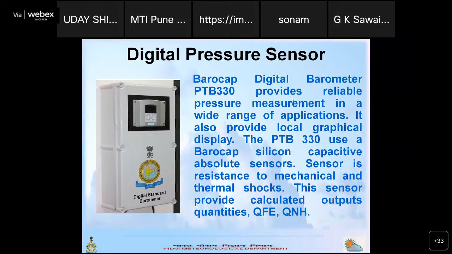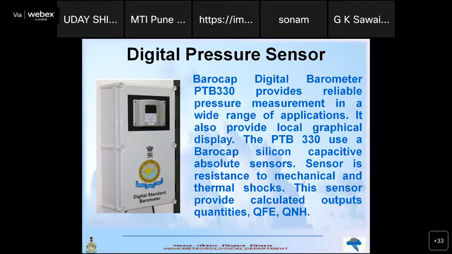So the Barycroft digital barometer PTB300 is the model number for that Vaisala sensor. It provides reliable pressure measurement in a wide range of applications. It also provides a local graphical display. And PTB330 uses the Barycroft silicon capacitive absolute sensor. The sensor is resistant to mechanical and thermal shocks. These sensors provide calculated output quantities like QFE and QNH. Just QFE and QNH are basically station level pressure and mean sea level pressure. These parameters are useful for aviation operations.